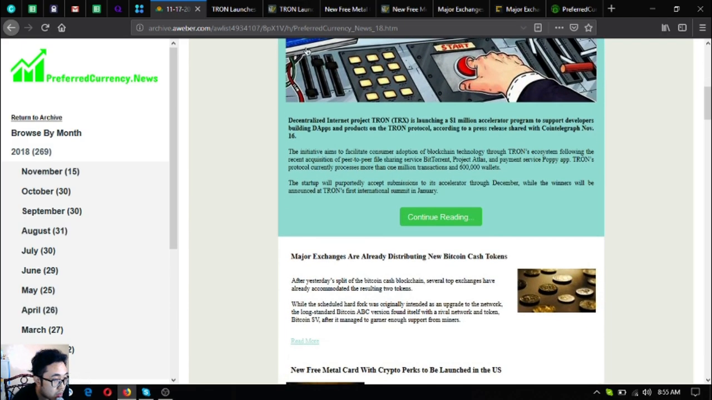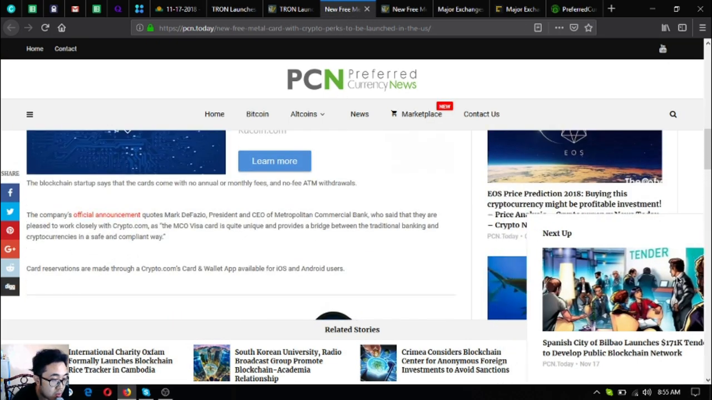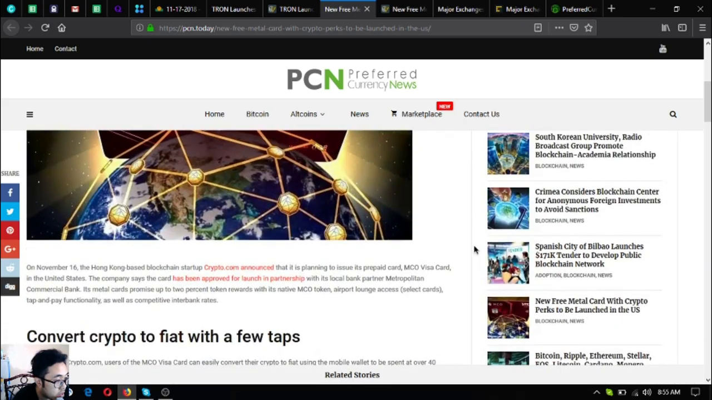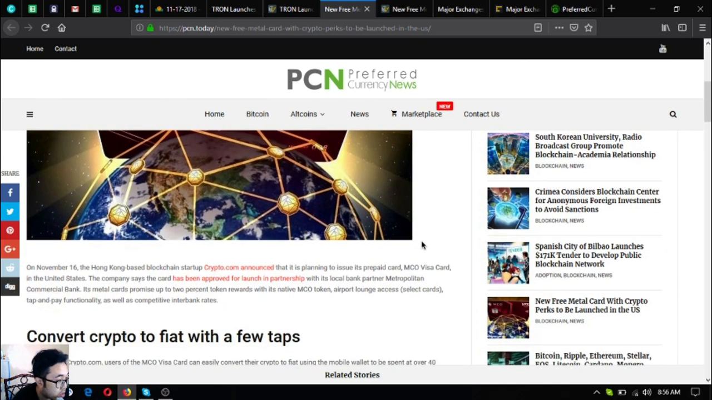Right, so the next major news is this one. Okay, so let's close this first. Right, so new free metal card with crypto perks to be launched in the US. In November 16, the Hong Kong based blockchain startup crypto.com announced that it is planning to issue its prepaid card, MCO Visa card, in the United States. The company says the card has been approved for launch in partnership with its local bank partner, Metropolitan Commercial Bank.